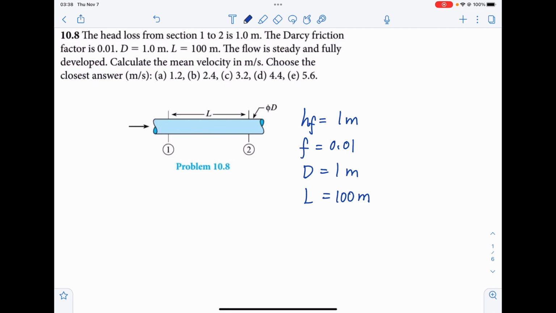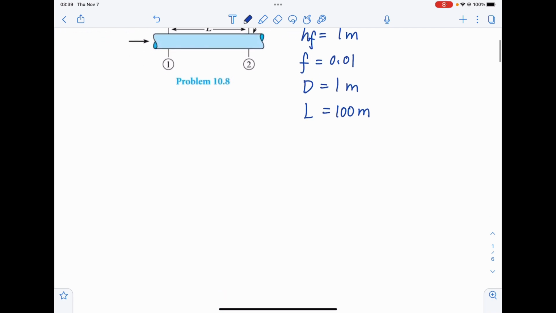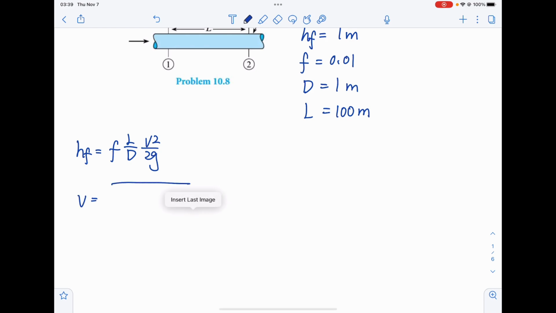Choose the closest answer. To find the velocity, we're going to use the Darcy-Weisbach equation: hf equals f times L over D times V squared over 2g. So the velocity becomes the square root of the head loss times D times 2g over f times L.